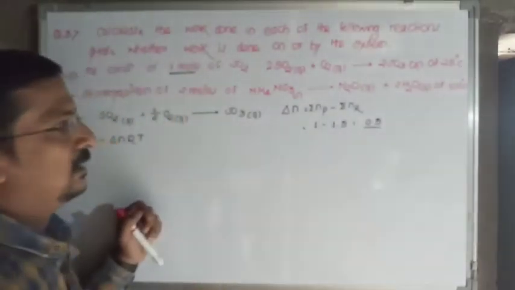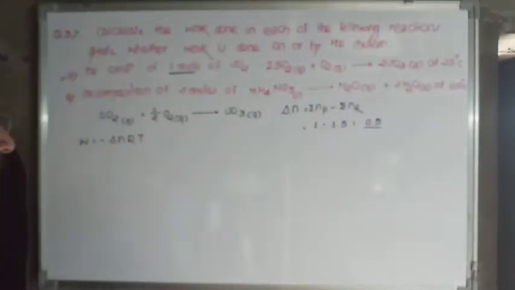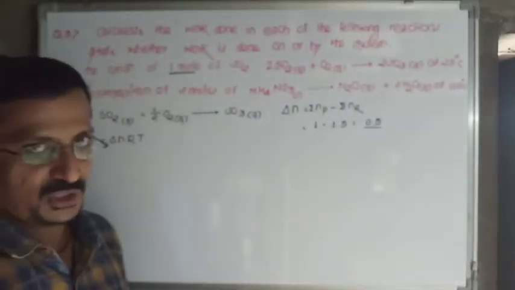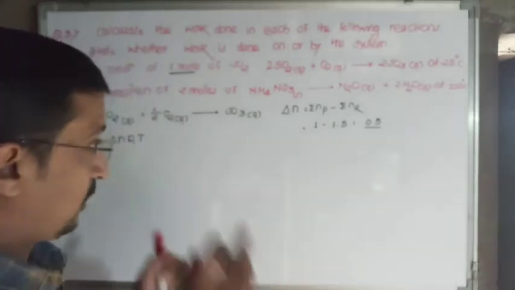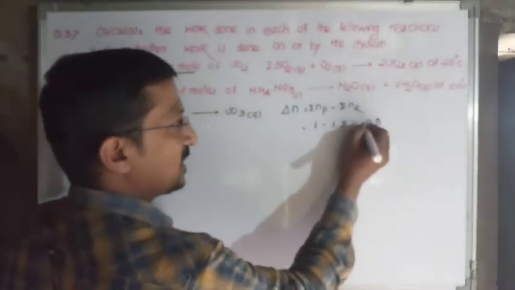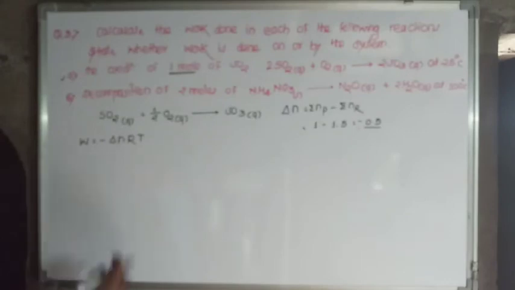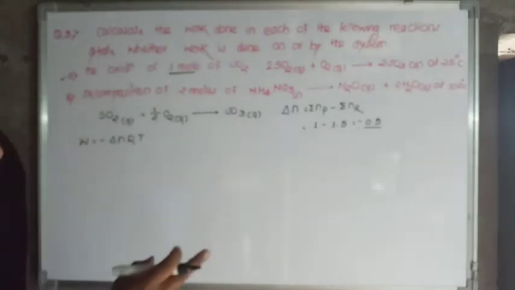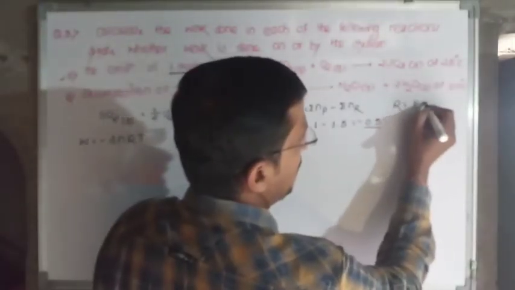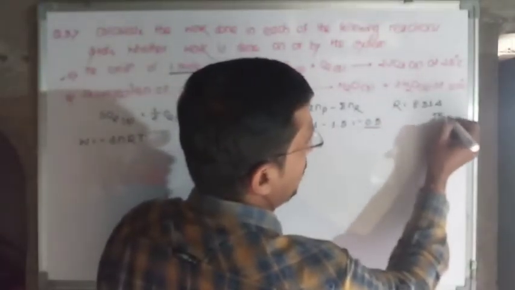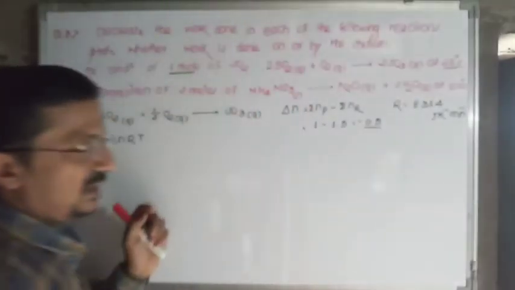This 0.5 is the change in number of moles. The change in number of moles for the reaction is 0.5, and the sign here is minus, isn't it? Then R is the gas constant, 8.314 joule per Kelvin per mole, and the temperature is given as 25 degrees Celsius.